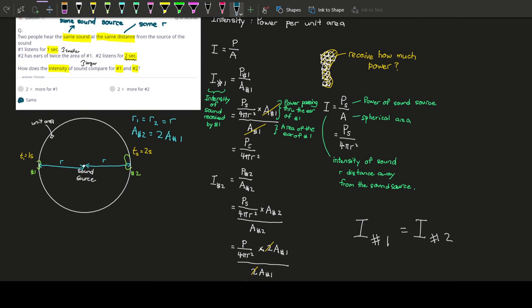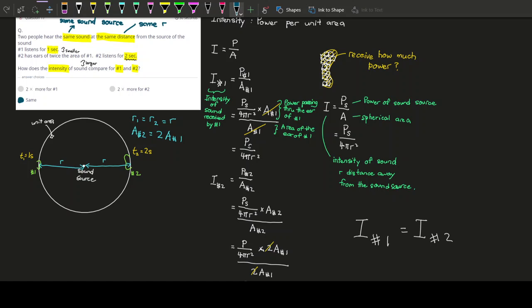Well, if you want to think just logically without doing any maths, they are hearing the same sound and they are standing at the same distance away from the sound source. How can the intensity be different? Okay, you have a larger ear. It means you receive more energy per unit time. But intensity is per unit area also. So you have bigger area, you have to divide by bigger area also.